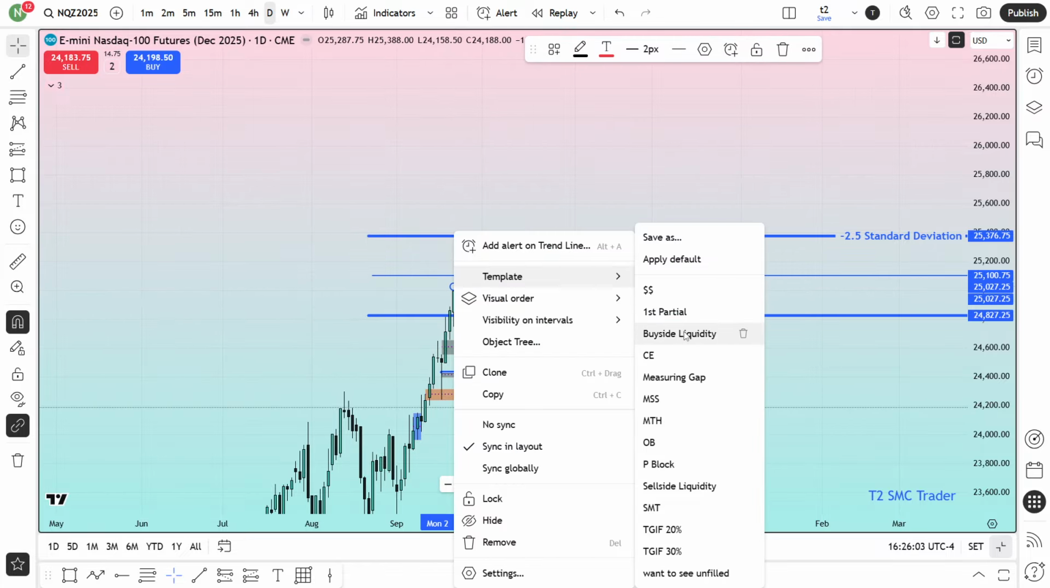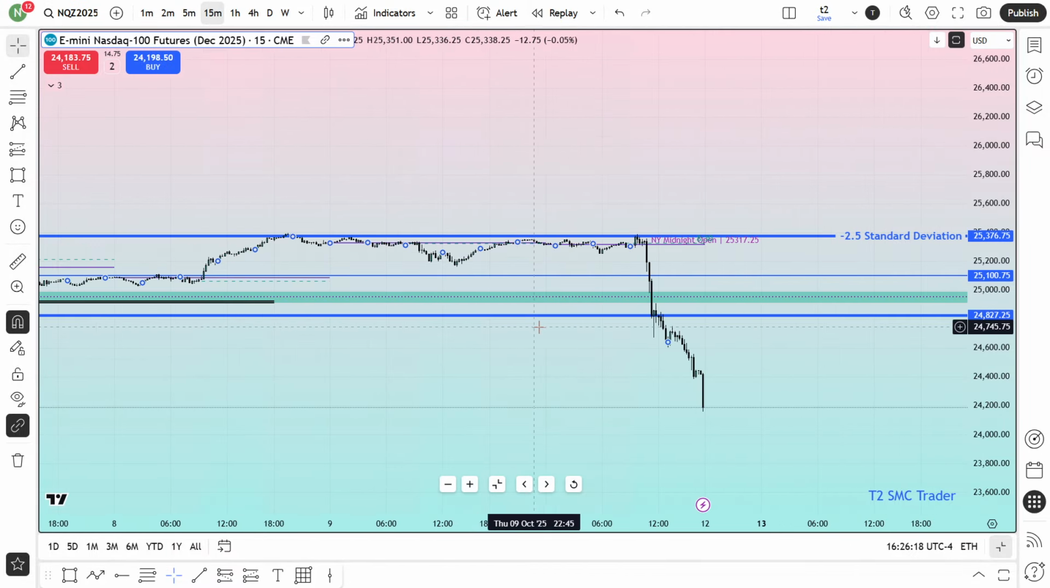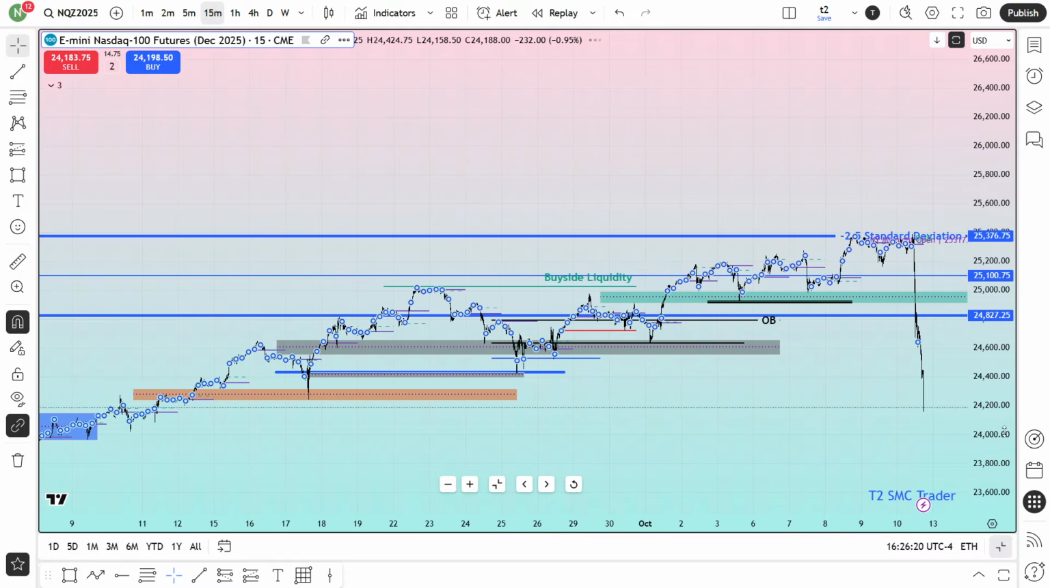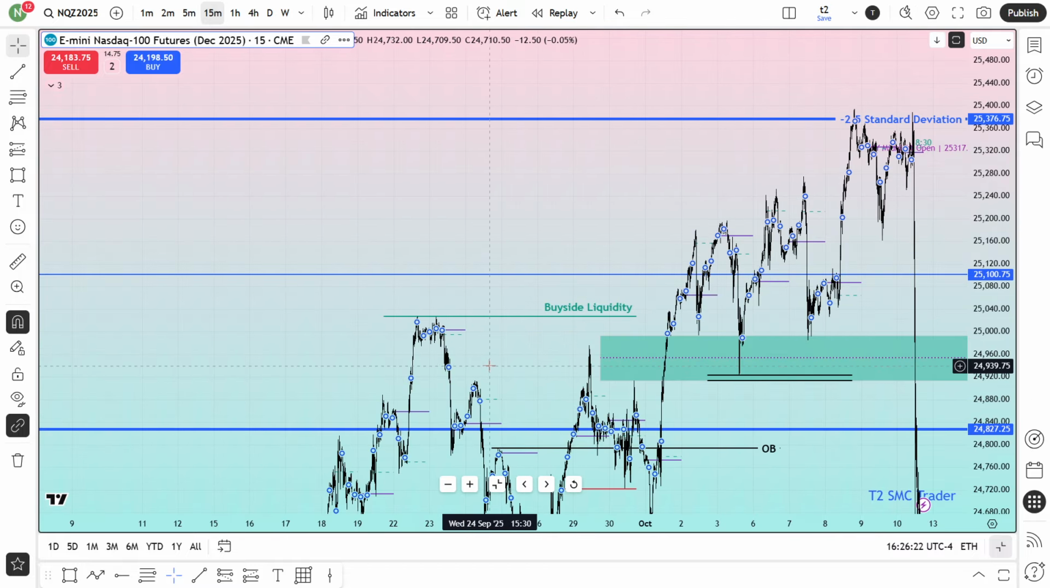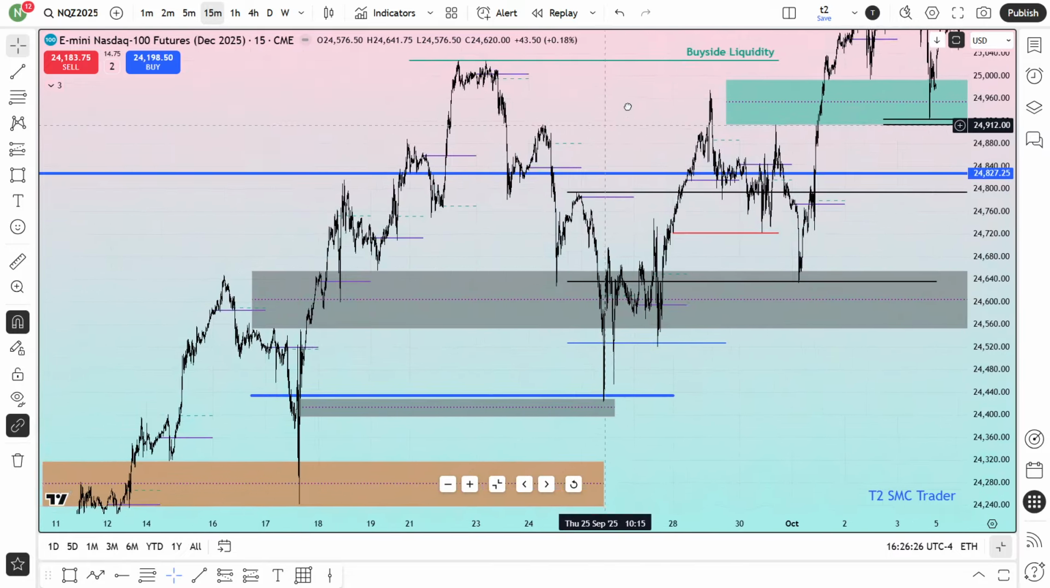I'm going to mark it as buy side liquidity. Please don't get confused. This is that relatively equal highs or the all-time high which was above the minus 1.5 standard deviation, below minus 2 standard deviation. And then it has cleared by a shallow run. So I'm going to go back to the 15-minute chart, and from the 15-minute chart you can see this is that same relatively equal highs over here that has been cleared over here by a shallow run.